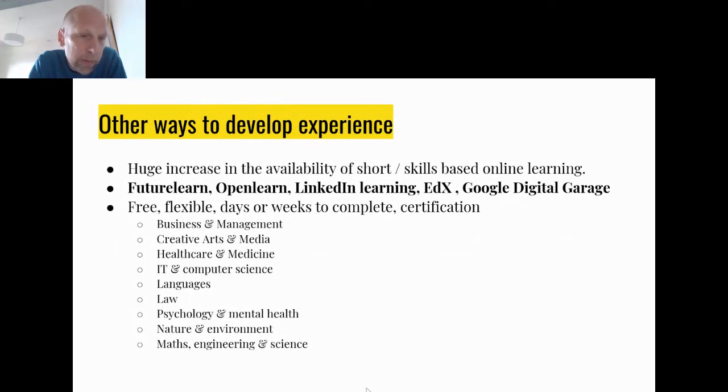And then all those areas on the screen are areas which you can do short courses, whether it's on business, creative and the arts, healthcare and medicine, computer science, languages, law. And again, it's another way of showing that you've been proactive during the lockdown and done something about professional development. And if you could just move to the next slide, Laura.